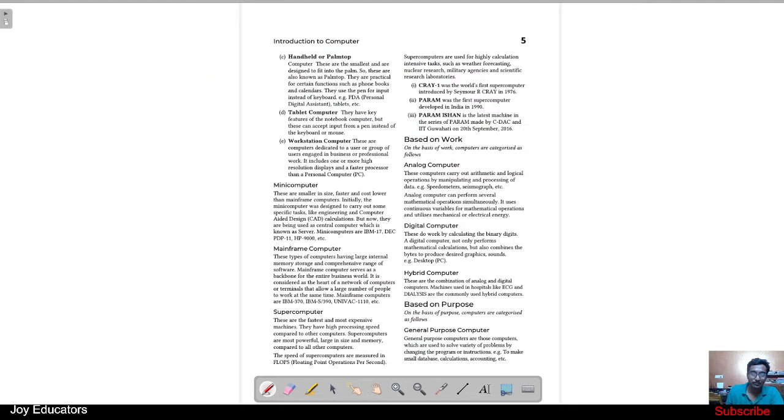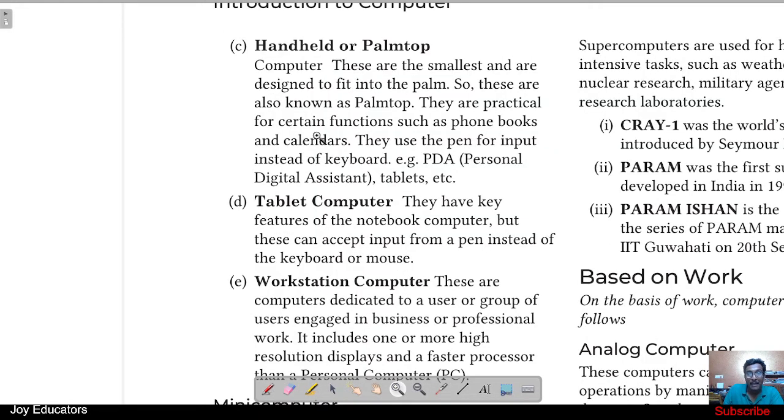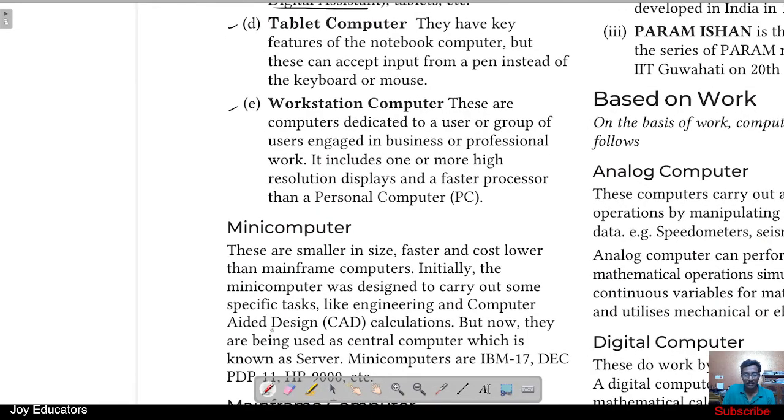And in the microcomputers we have a few more. One is the handheld palmtop, which we call a PDA. Can you say PDA? PDA is personal digital assistant. You use phones, right? Phones are handheld, since they fit in your palm. And there are tablet computers. We also call them workstation computers. Leave it and come to the second thing, just put it down.